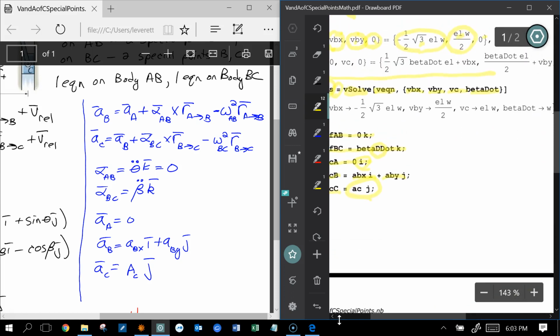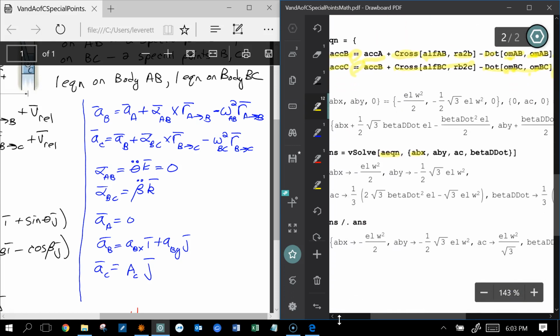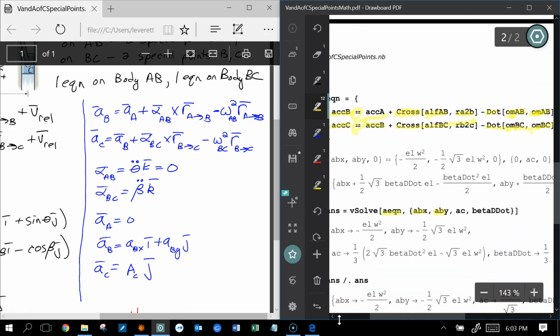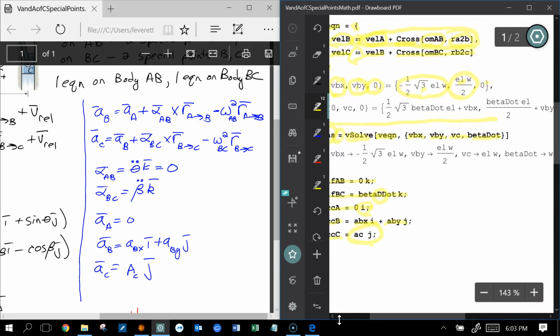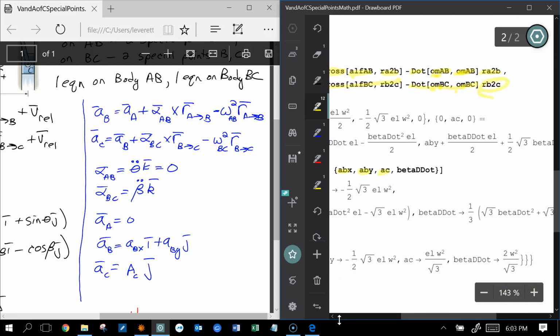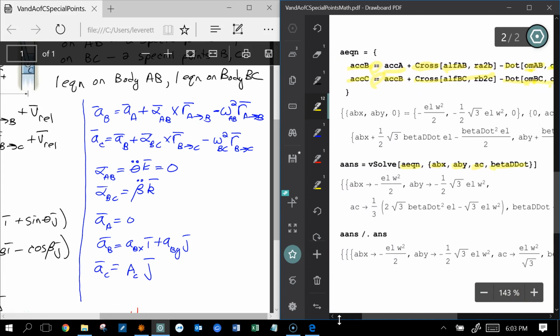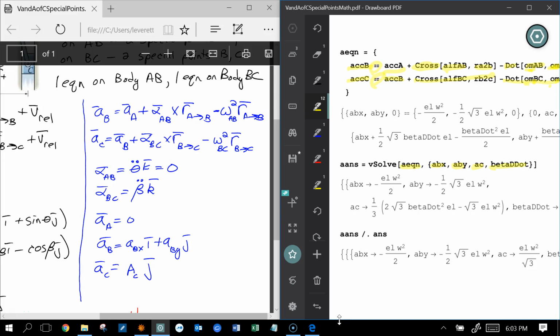What did you do up here? You solved for VBY? Okay, solve for ABY. What did you do up here? You solved for VC? Okay, solve for AC. What was the last one? You solved for beta dot? Okay, this time you solve for beta double dot. The point is that in general, you never solve the acceleration equation for a velocity. You solve the velocity equation for velocities, and the acceleration equation for accelerations. That's why you have to do the velocity first, because you need the beta dots and those things.